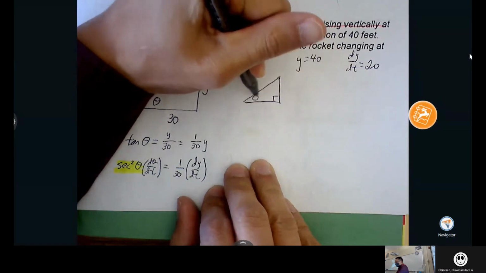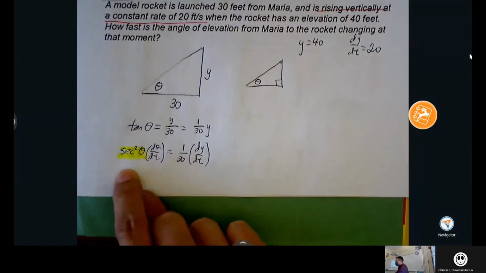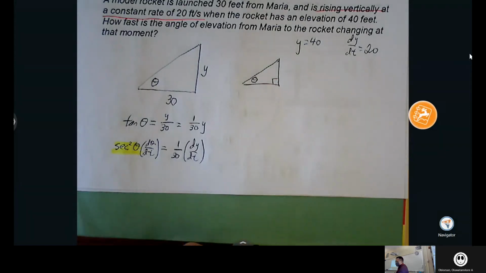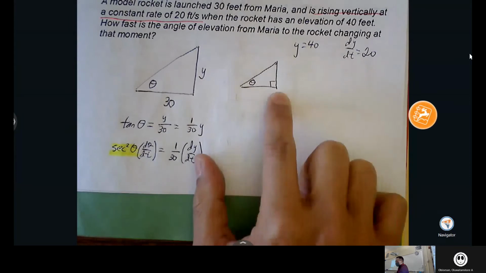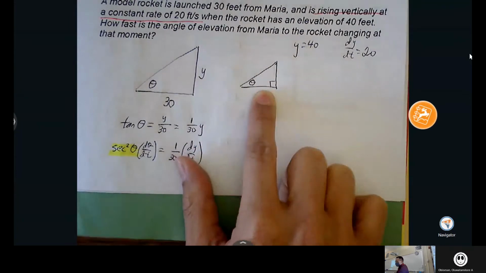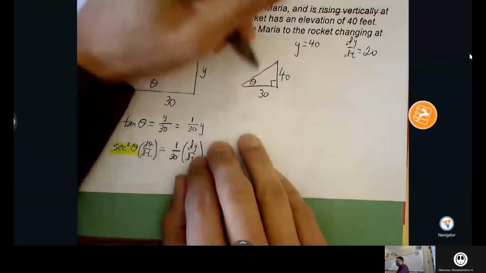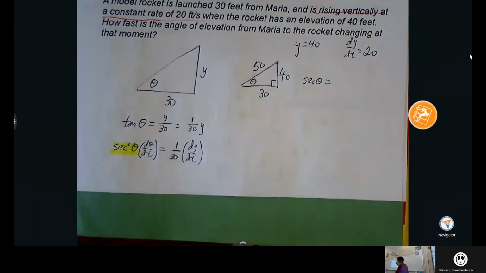What's secant? Secant is the reciprocal of cosine. So like 1 over cosine? Mm-hmm. So what can we fill this triangle with? Can you help me figure out all the side lengths? Yeah, 40 on the vertical, 30 on the horizontal, and then 50 on the hypotenuse. What's secant theta? 40 over 50.